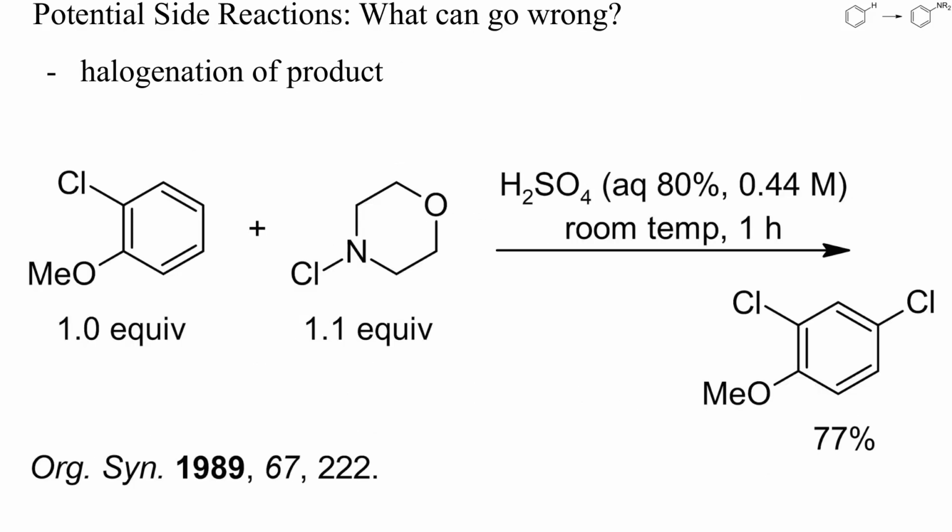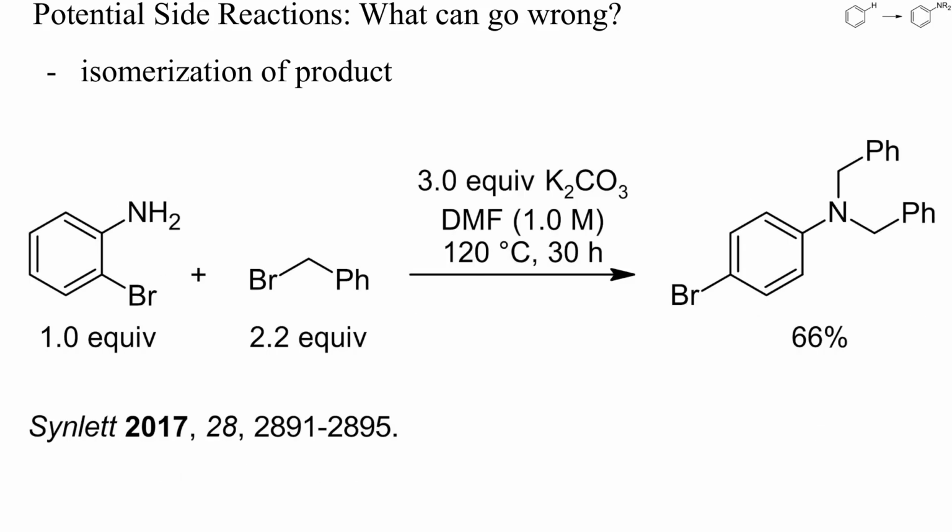Now some potential side reactions. Halogenated amines or amides can also act as halogenating instead of aminating agents. Here, for instance, 2-chloroanisole was chlorinated in high yield by treatment with a slight excess of N-chloromorpholine and sulfuric acid. Then, halogenated anilines sometimes isomerize, as in this example.